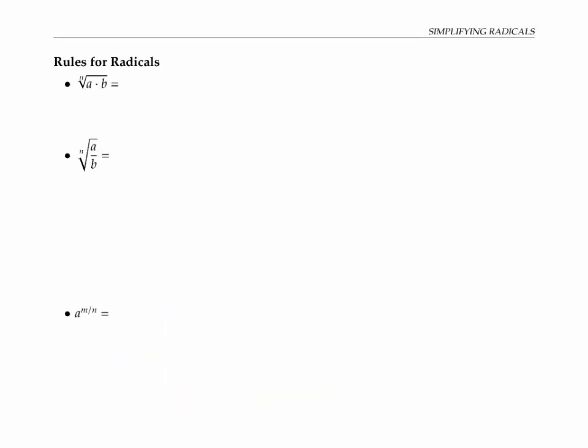Let's start by reviewing some rules for radical expressions. First, if we have the radical of a product, we can rewrite that as the product of two radicals. For example, the square root of 9 times 16 is the same thing as the square root of 9 times the square root of 16. You can check that both of these evaluate to 12.